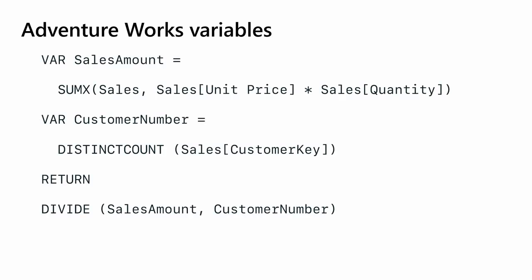AdventureWorks can create a simple formula that defines two variables to generate insights into its sales and customer data. Sales amount and customer number are variables defined to determine the total sales and number of customers, respectively. The return statement divides one variable by the other. The entire expression's result is in the DAX query's return statement.